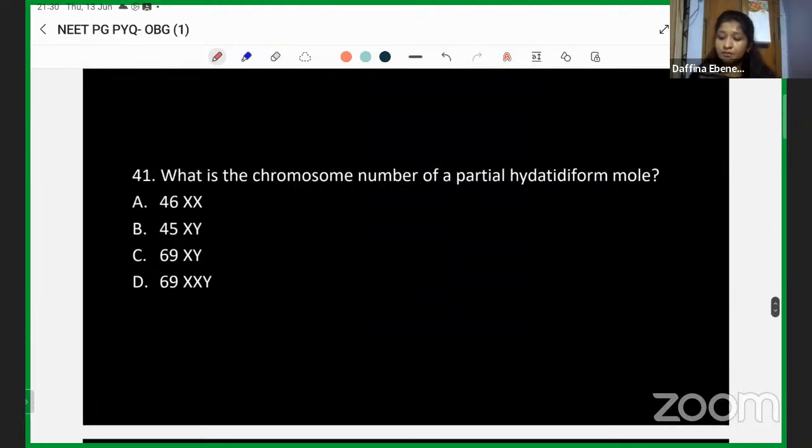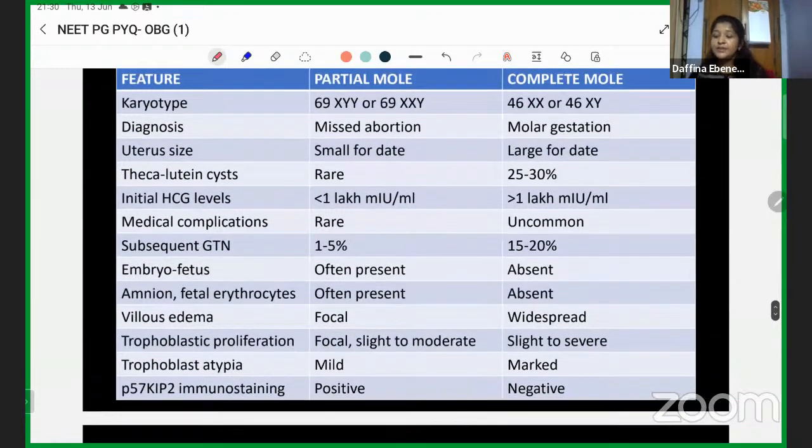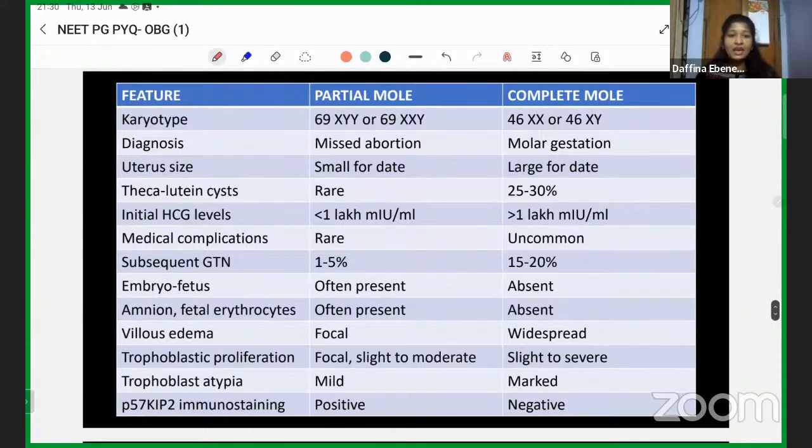What is the chromosome number of a patient with partial hydatidiform mole? 46XX, 46XY, 69XY, 69XXY. The answer is 69XXY. Partial mole is triploid. So it is 69 always, either XXY or XYY. This is a table showing the differences between partial and complete mole. Karyotype 69XXY or 69XYY. Complete mole is going to be diploid only. It's similar to normal, so it's 46XX or 46XY.